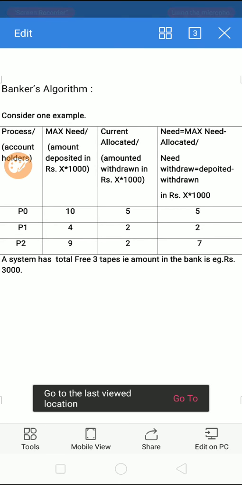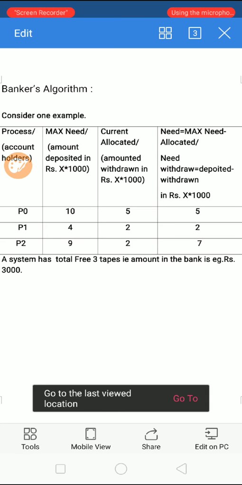Current allocated is the amount which is already withdrawn by the processes, and then need will be how much more money can be taken out by the processes P0, P1 and P2. Suppose P0 wants to withdraw 5,000 rupees from his account, and he has 5,000 rupees already taken, so the left amount in the account of P0 is 5,000.